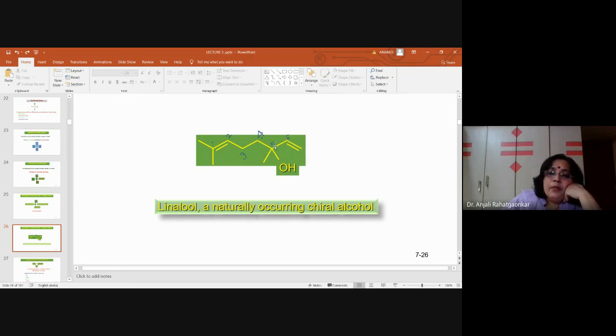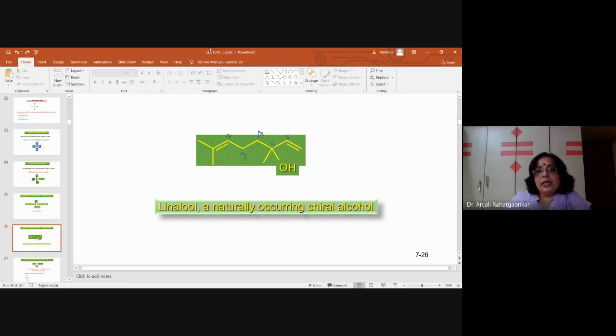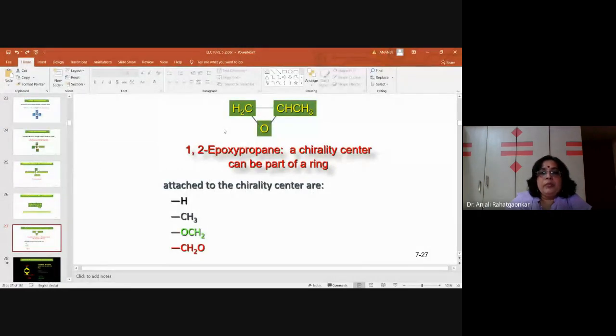Okay, now in this molecule, which one is the chiral center? Yes, the fifth is the chiral center. आप अपनी कॉपी में अच्छे से लिख लो and then identify it. All right. Then moving to the next molecule again.